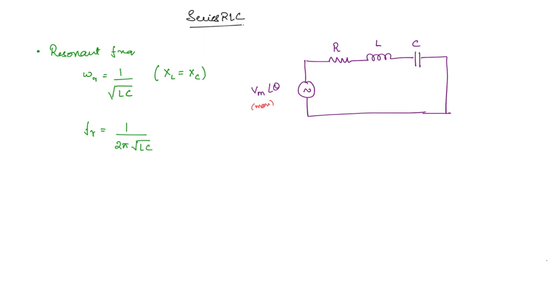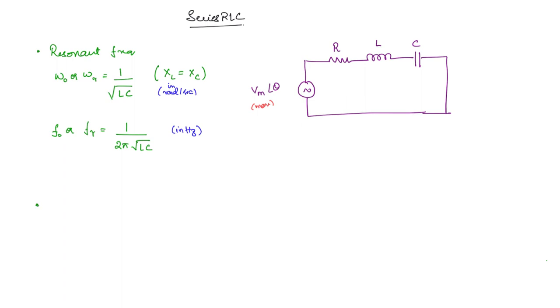Resonant frequency will also sometimes be represented as omega naught in some textbooks. So, both of them mean the resonant frequency. F naught is the resonant frequency in hertz. So, you can write the units here. This is in radian per second and this is in hertz.